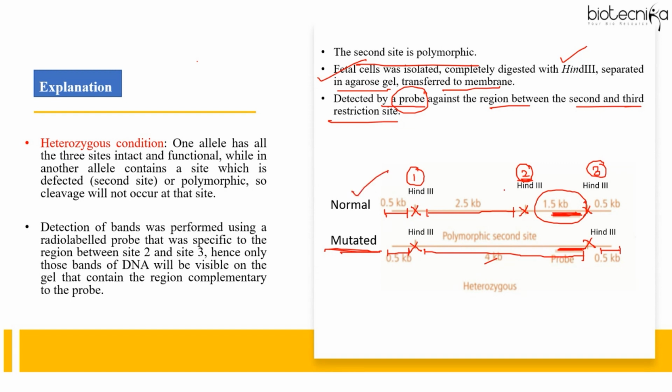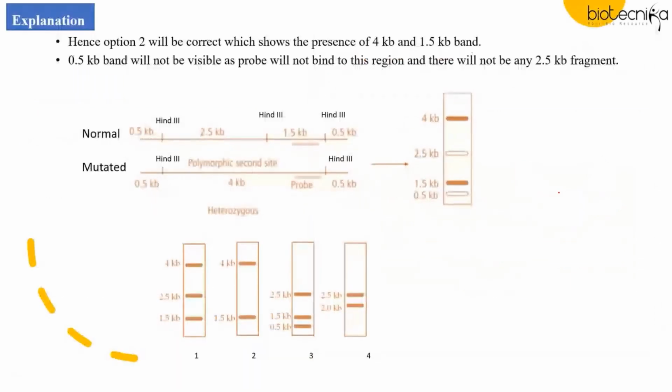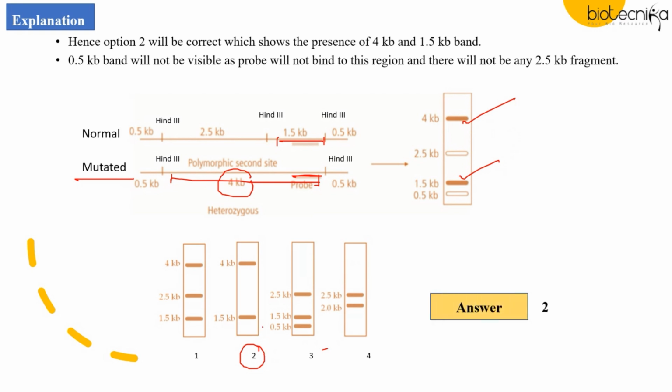So for normal, we should get 1.5 kb, right? And for mutated, we should get 4 kb. Why? Because the probe is binding here, so only this portion will be seen for mutated. For normal, it will be 1.5 only. So if the fetal cells are heterozygous, we should get one band of 4 kb and another of 1.5 kb, which is given in only option 2, and that will be your answer.